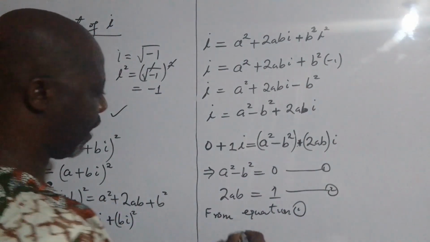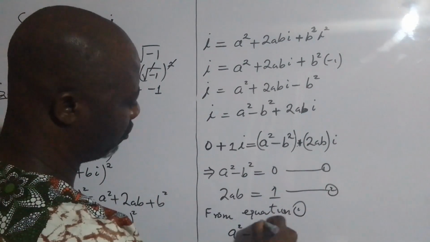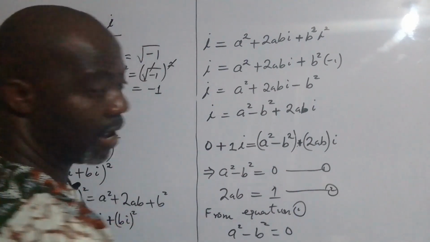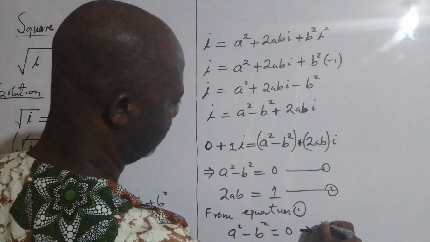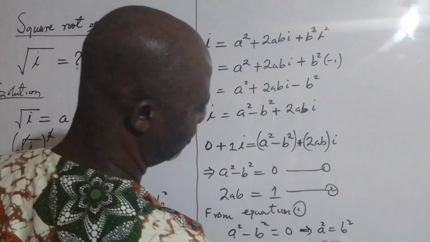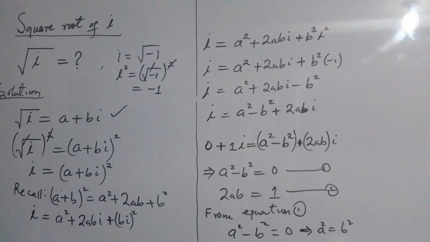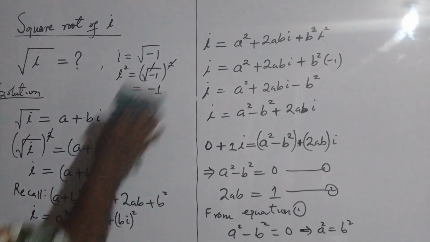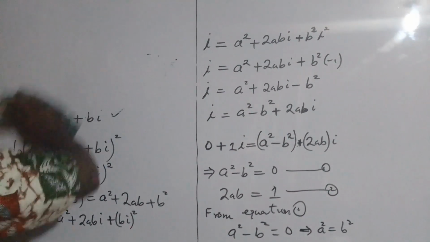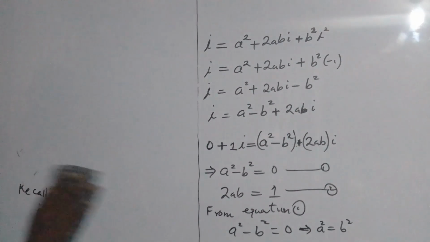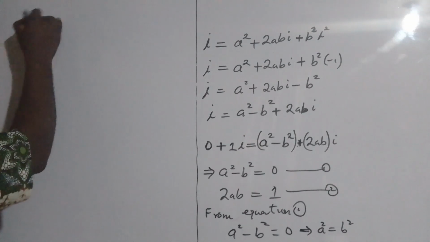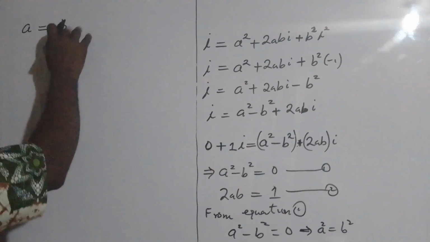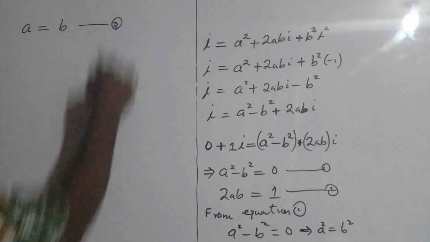From equation 1, we have it that a squared minus b squared equal to 0. So that means that a squared will be equal to b squared. So if a squared equals b squared, what that means is that a will simply be equal to b. Let's call this equation 3.